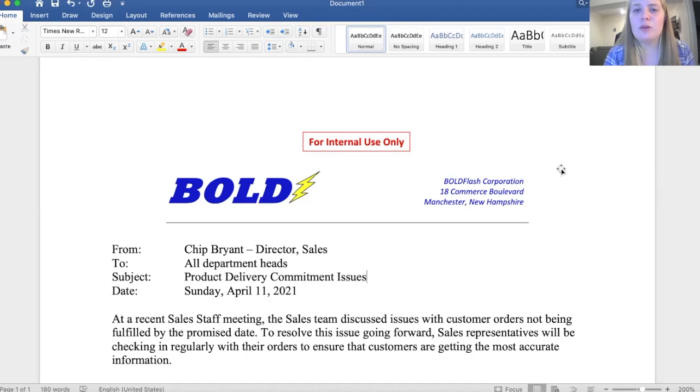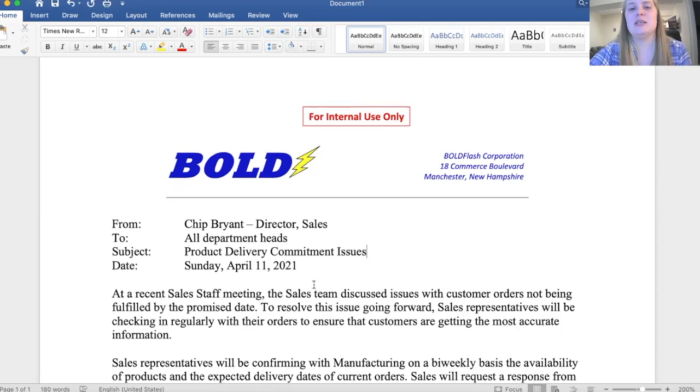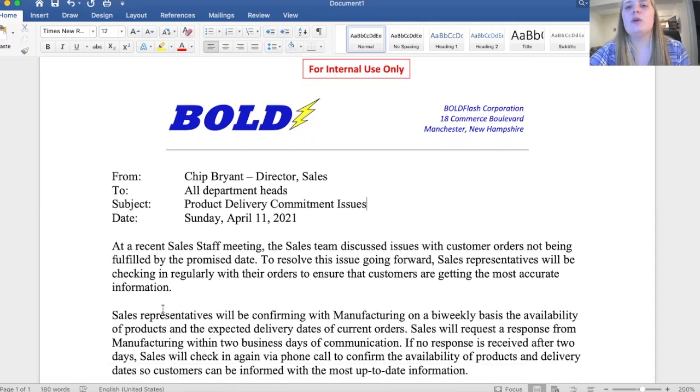The only thing we've changed in our subject is we have changed commitment process to commitment issues, and we have capitalized the beginning of each word as it is a subject. We've also added the date this memo is going out and going to be received, which is Sunday, April 11th, 2021 in this instance. We've changed around the opening. Instead of saying we have been running into this issue, we've given a little bit of background.